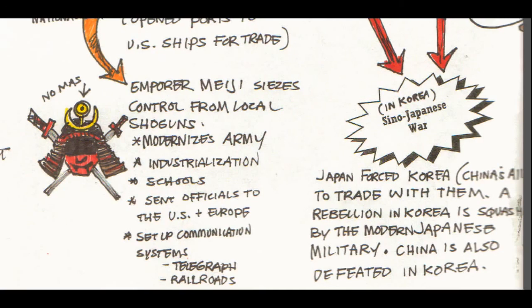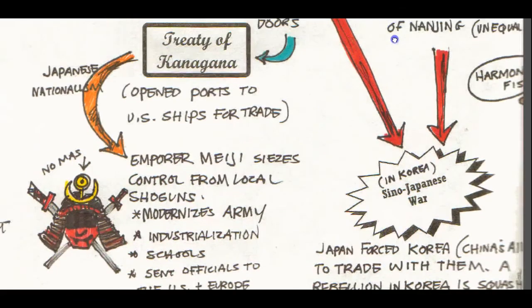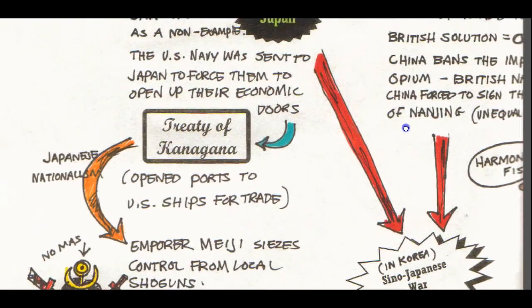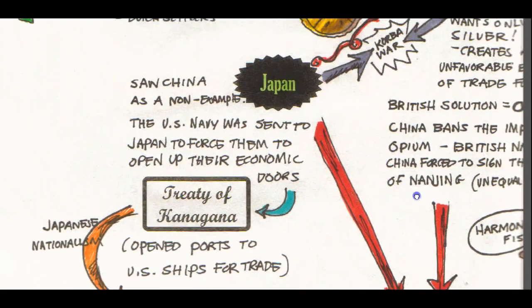We have the Sino-Japanese War. This is where Japan forced Korea to trade with them. So they go in, they attack Korea, which was China's ally, and they force them to trade with them. China does not like this, and so a rebellion takes place in Korea, and it is squashed by the modernization of the Japanese army. China is also defeated in Korea at this time, and so this begins to make the people of China change their mind about industrializing and trading with the West.